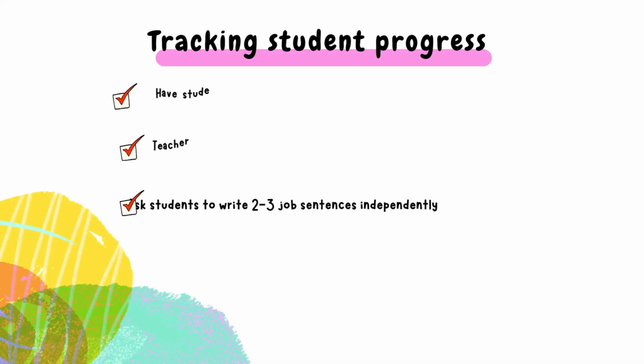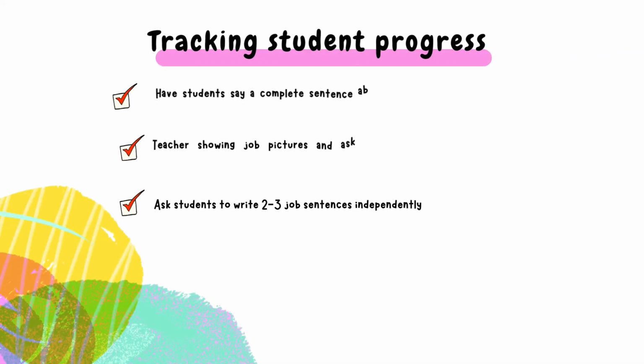There are 3 ways of tracking student progress. Number 1, the teacher will have students say a complete sentence about a job, for example, this is a teacher, a teacher teaches pupils. Number 2, the teacher shows job pictures and asks students to name them individually. And number 3, ask students to write 2 to 3 job sentences independently.